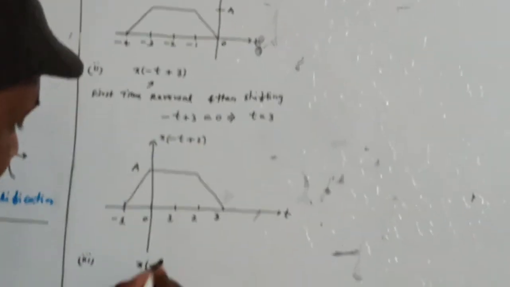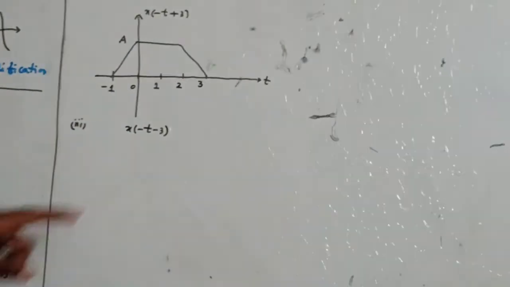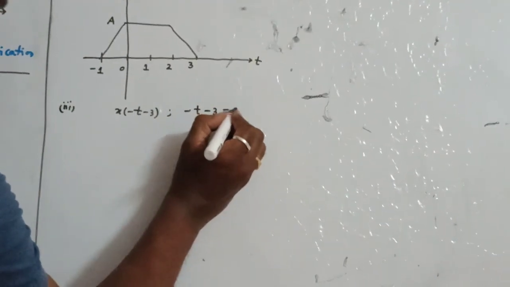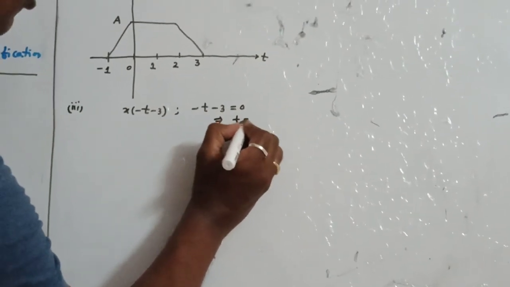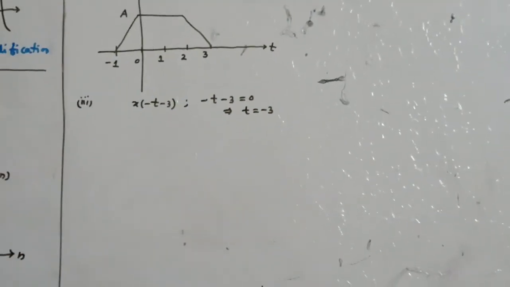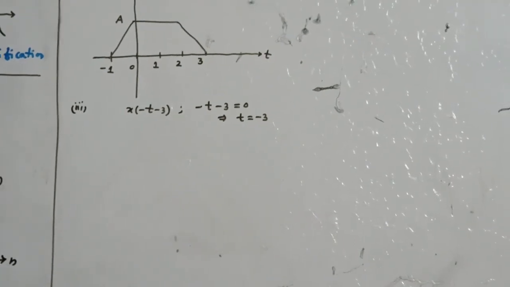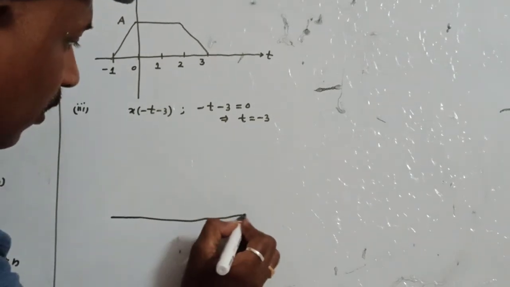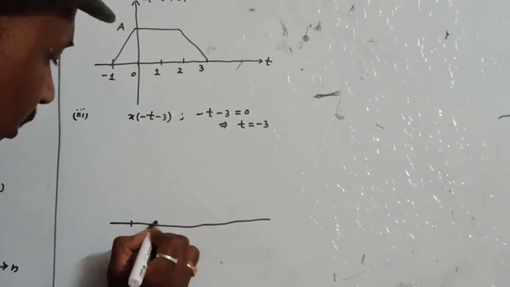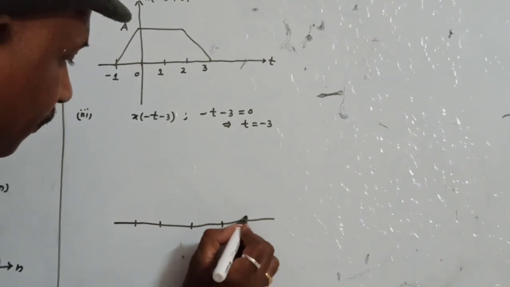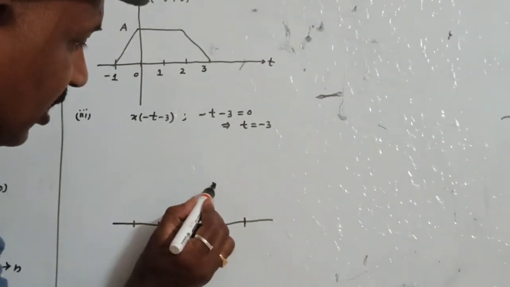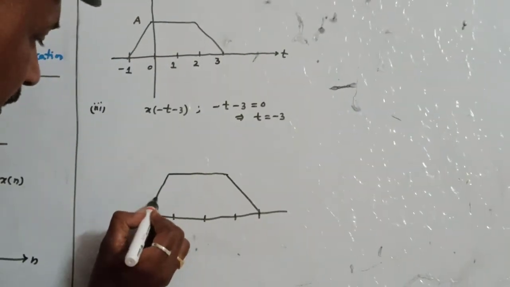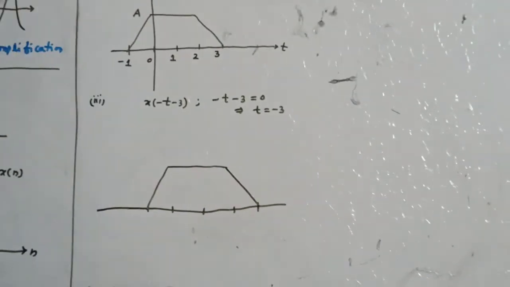X of minus t minus 3. How to draw this? First we have to draw x of minus t, which we have drawn, and shift x of minus t by how many units? t is equal to minus 3, 3 units to the left side. That means we have to add minus 3 to the time reversed scale. So first draw the time reversed signal as it is. So this is your time reversed signal as it is. Now add minus 3 to the scale.